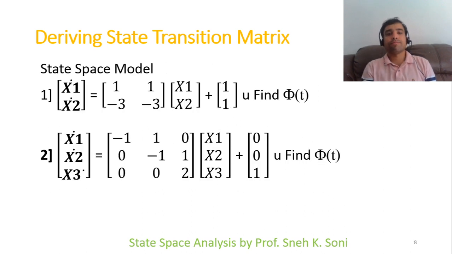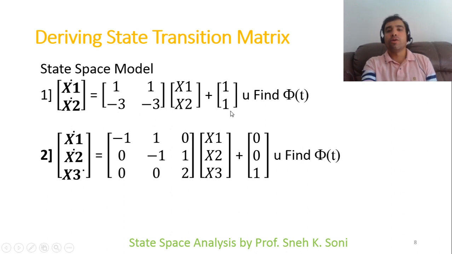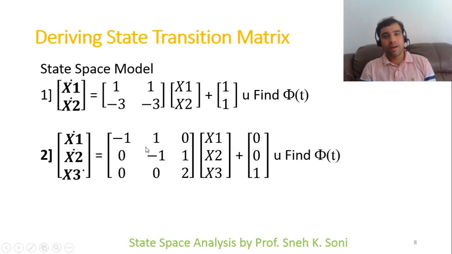Okay friends, now I am giving you two problems for practice. The first problem has a 2 cross 2 matrix. Here I have given matrices A and B, but you don't need to worry about matrix B because we are only interested in matrix A when we find the state transition matrix. So you will use matrix A from both problems 1 and 2, and you will find the state transition matrix as we have done in the previous two problems. You can write the answers in the comment section.